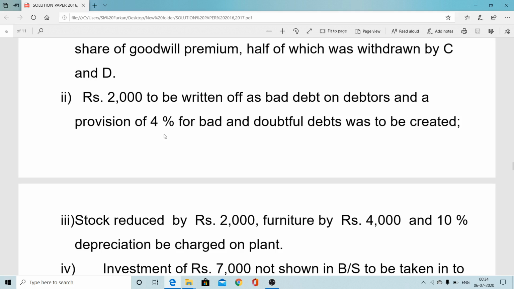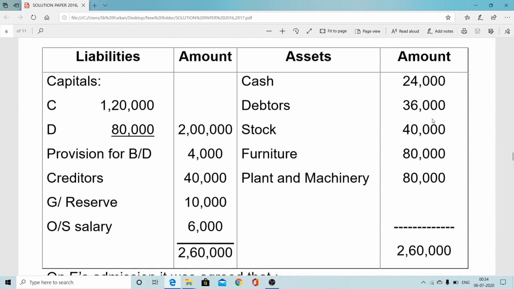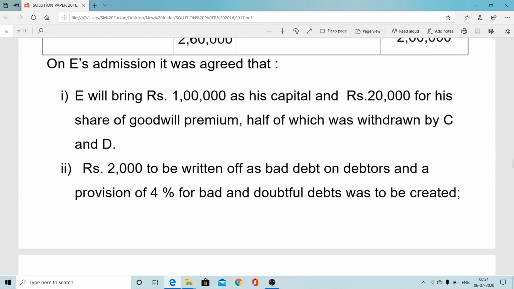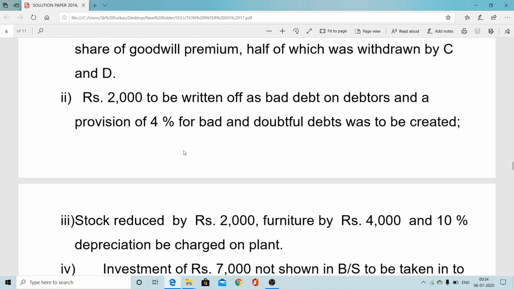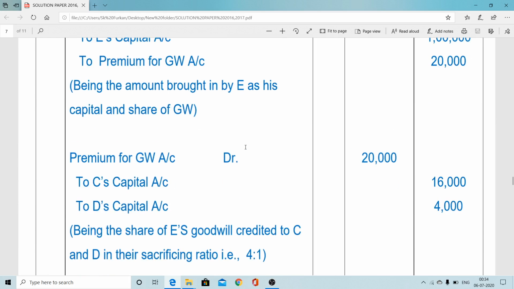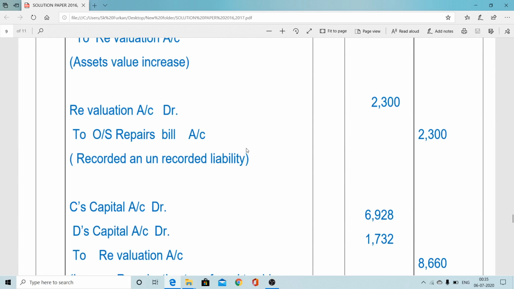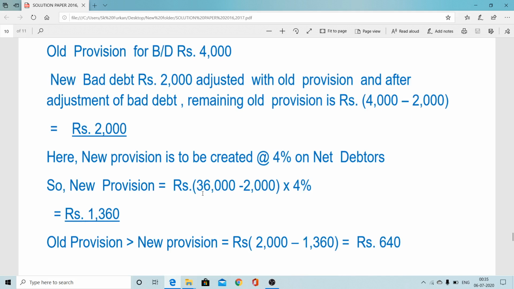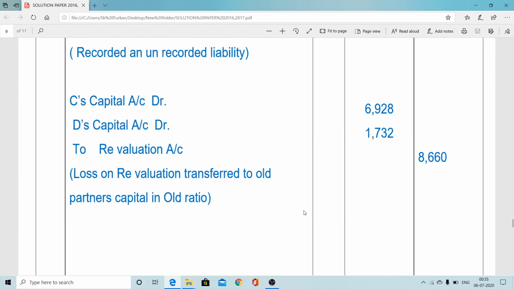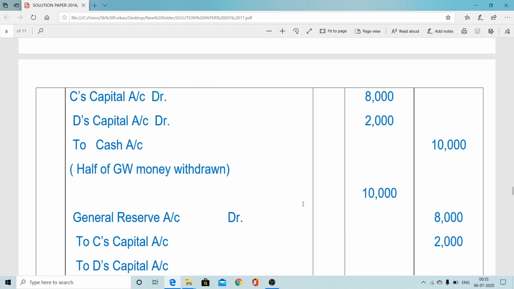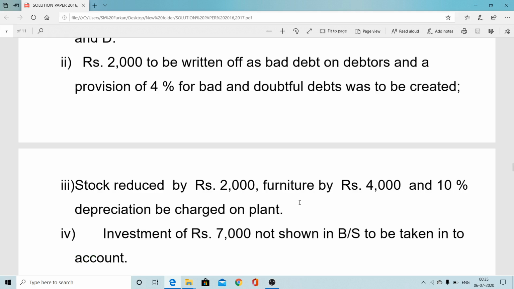After decreasing 2,000 from the debtors, the debtors amount here is 36,000. So if you deduct 2,000, it comes to 34,000. On that 34,000, you have to calculate 4% as a provision for doubtful debt. I have shown this in the working: 36 minus 2, thereupon 4%, it comes to 1,360. So that is the new provision for bad and doubtful debt.